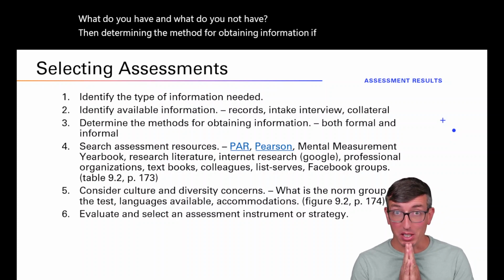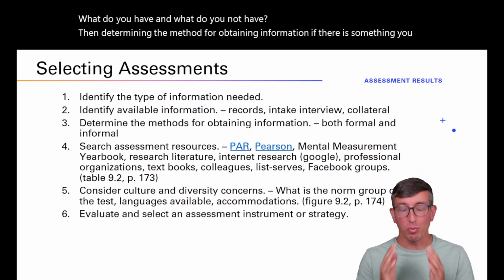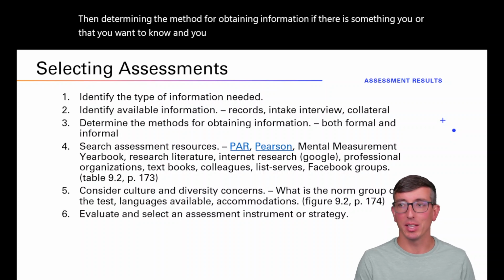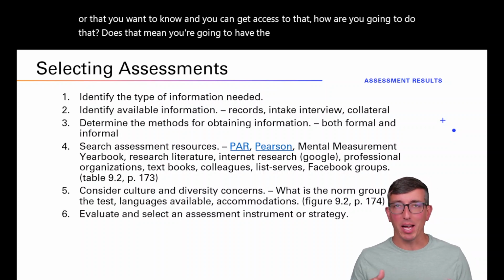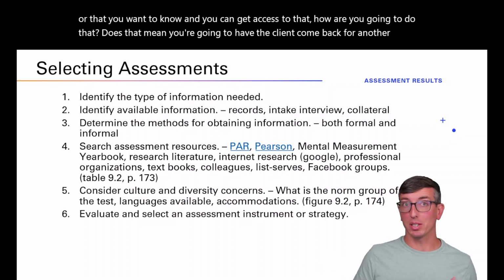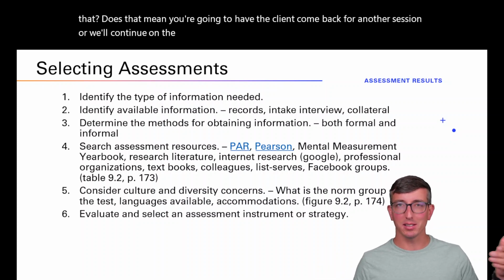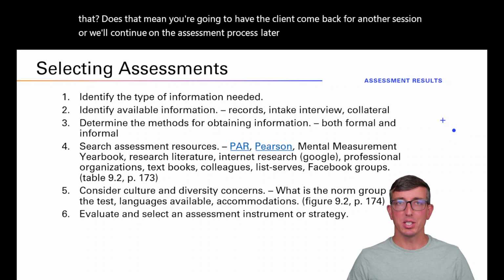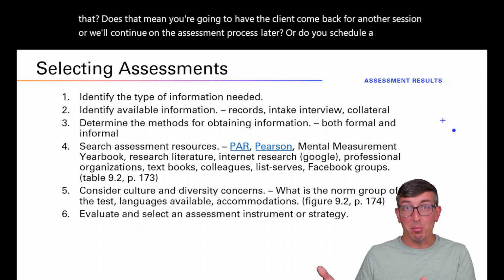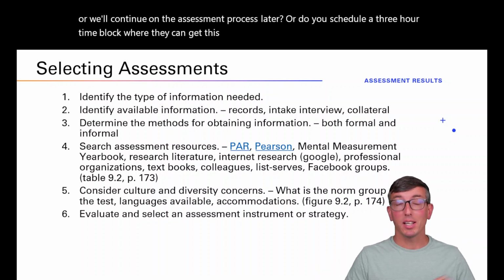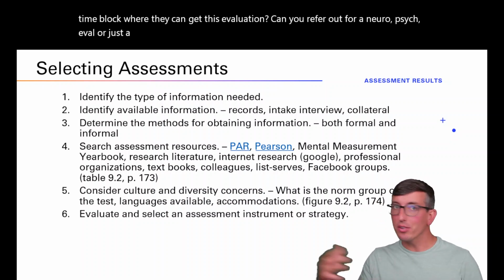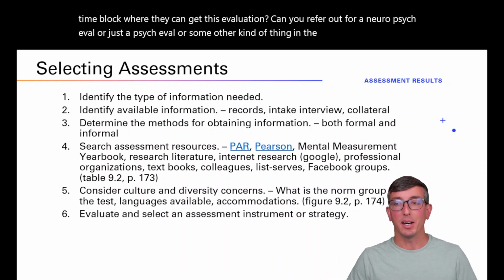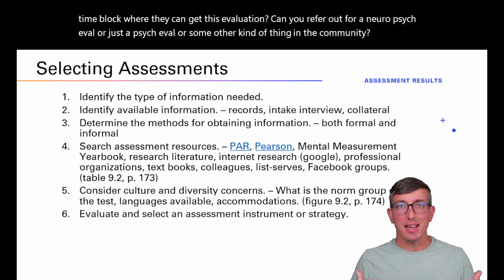If there is something you know or that you want to know and you can get access to that, how are you going to do that? Does that mean you're going to have the client come back for another session, or will you continue the assessment process later? Or do you schedule a 3-hour time block where they can get this evaluation? Can you refer out for a neuropsych eval or just a psych eval or some other kind of thing in the community? How you're going to get that is important.